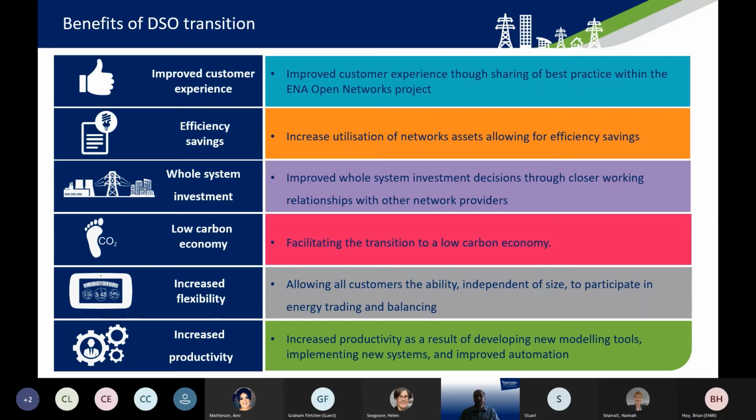It provides efficiency savings by utilising the network more. We can provide whole system investment benefits by working together and looking at whether there is a whole system improvement that we can provide, instead of just working in silos as we may have historically done. It facilitates the transition to the low carbon economy, which is obviously what a lot of people on this call are here for: how do we actually connect more low carbon technology to the network.